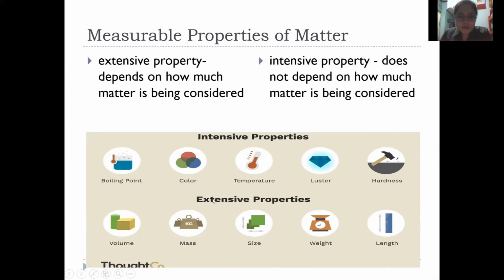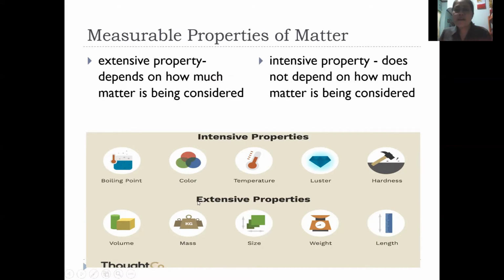So dito sa ilalim, we have some examples of the extensive properties. Example, volume. So ganito, pag sinabi mong extensive property, pag dumadami yung amount ng material mo, tumataas din ang value ng extensive property. Sa volume, kapag dumadami yung substance mo, syempre tataas din yung volume. The same thing with mass. Pag marami na yung substance, tataas din yung mass, tataas din yung size, tataas din yung weight, and even the length. That is why we call them extensive property.